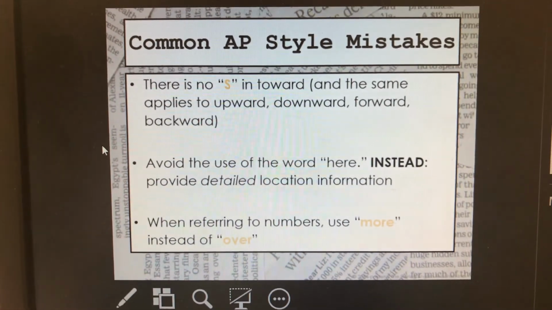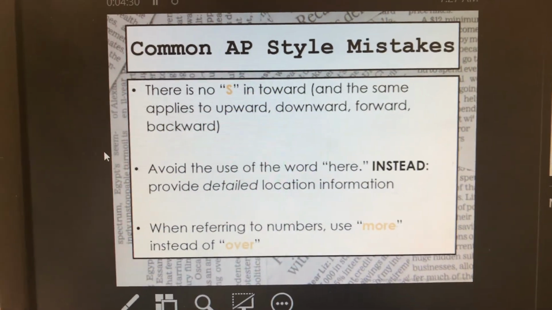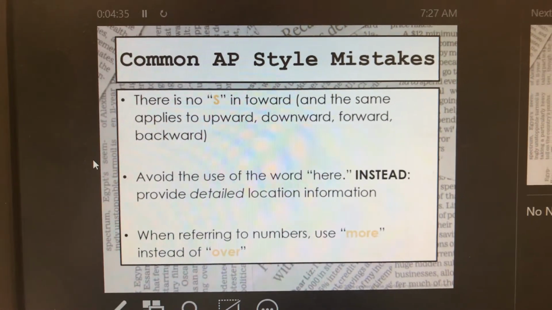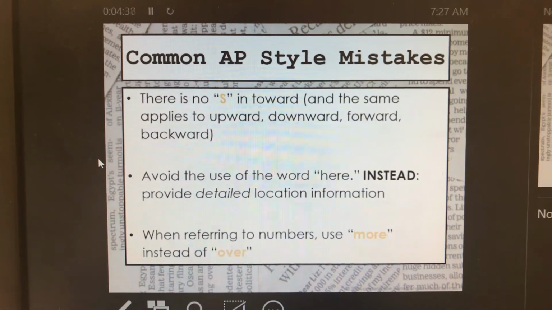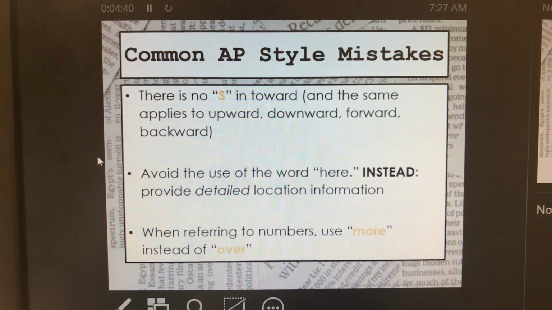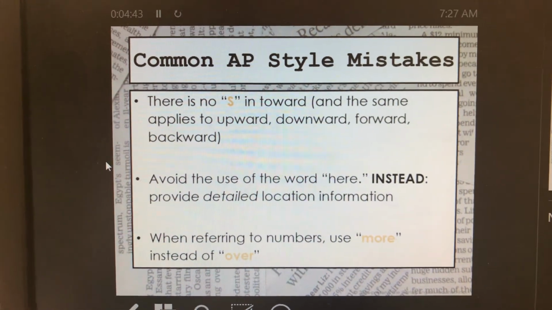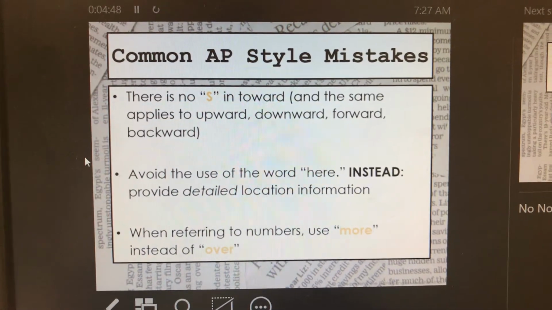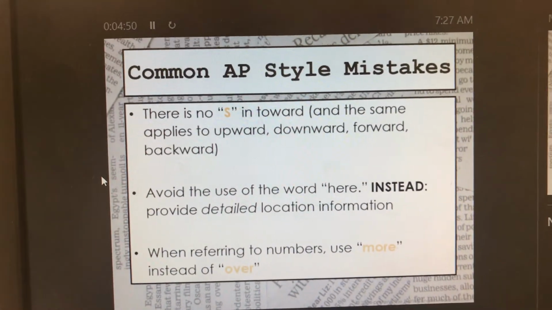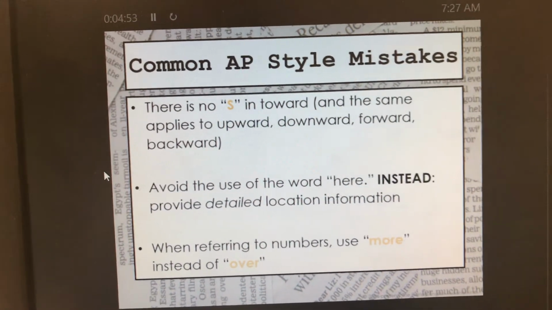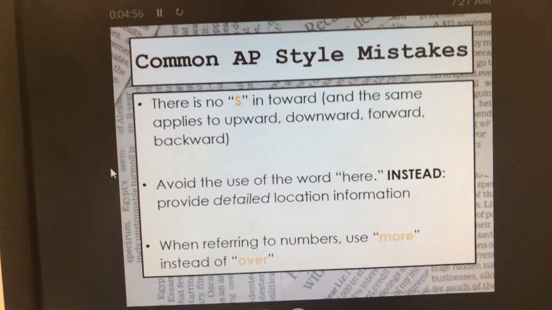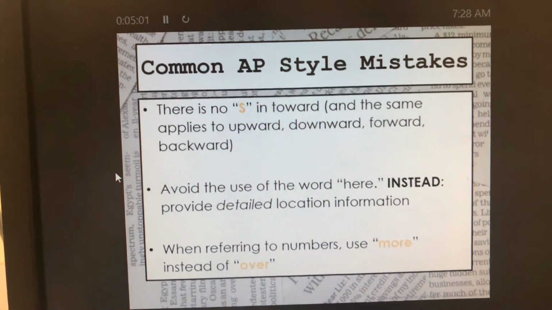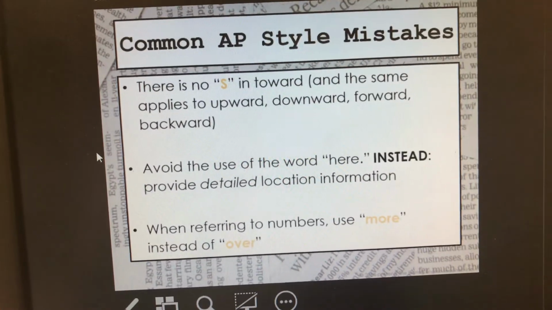We also want to avoid the use of here, as in the event took place here, or I am here at the scene. We don't want to say that in AP Style. If we do say here, then we want to specify, and at that point, here would be redundant. So instead of saying I am here at Charles Henderson Middle School, we could just say I am at Charles Henderson Middle School, or the event is taking place at 1600 Pennsylvania Avenue, instead of writing here.